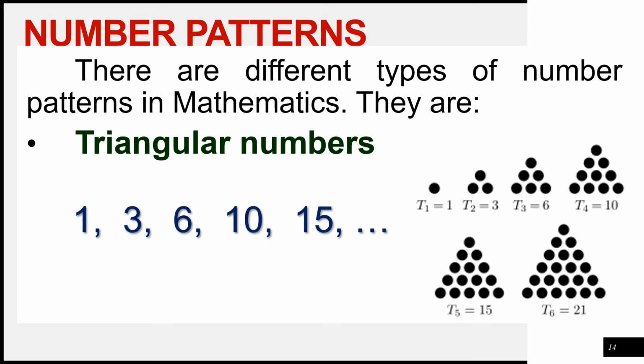Up next are the triangular numbers. These are numbers that can be represented by a pattern of dots arranged in an equilateral triangle. You can see these numbers on the screen. We have 1, 3, 6, 10, 15, 21, and so on. As you can see, these dots can form an equilateral triangle such that the same number of dots can be seen on each side.